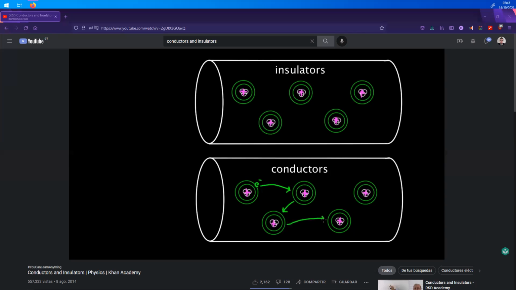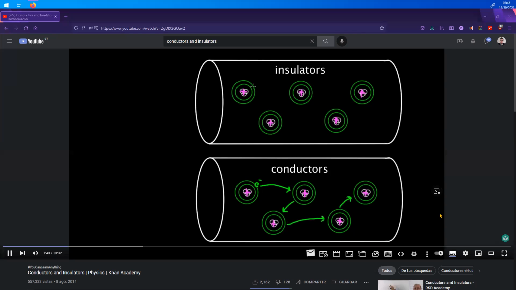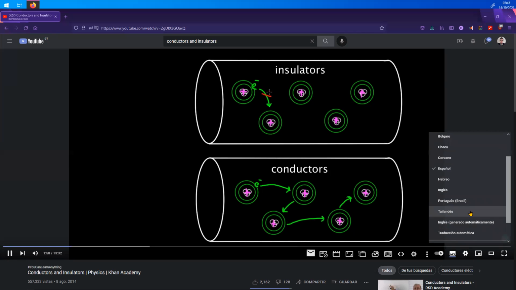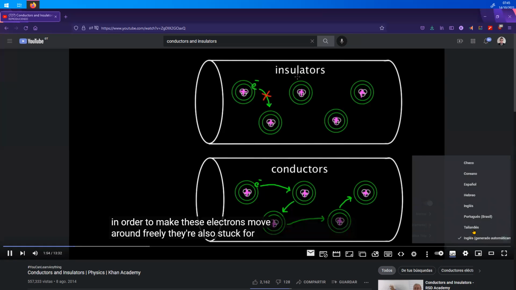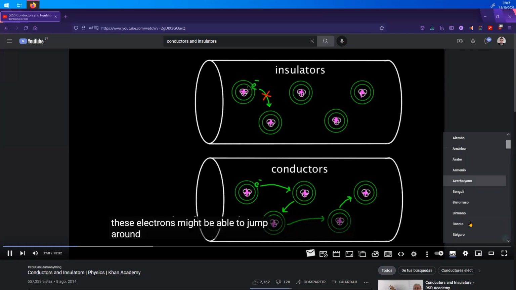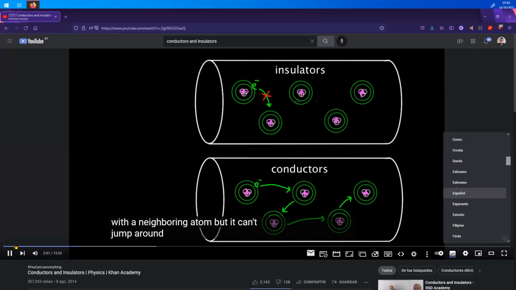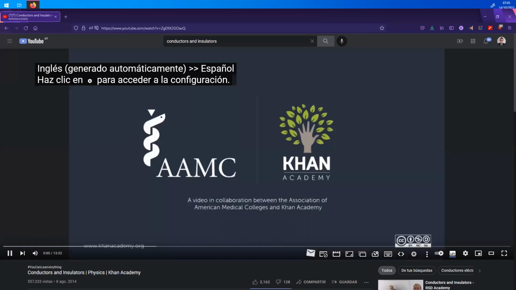These can move around with almost no resistance. Whereas for insulators, the key difference is that these electrons cannot move around freely. These don't have the right energy levels and bands in order to make these electrons move around freely. They're also stuck. For insulators, everything's basically stuck. These electrons might be able to jump around in their own atom or get shared with a neighboring atom, but it can't jump around freely from atom to atom and travel throughout the insulator. For the conductors, the electrons can do this.